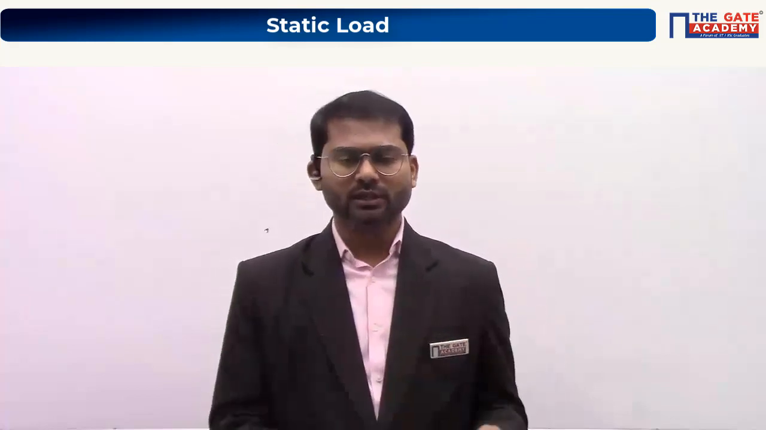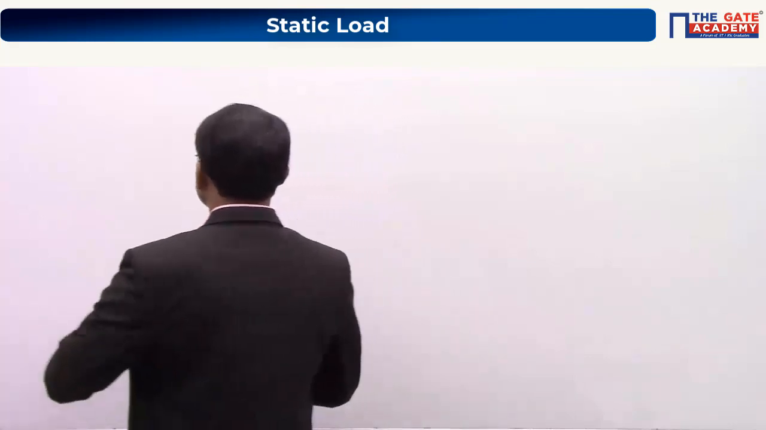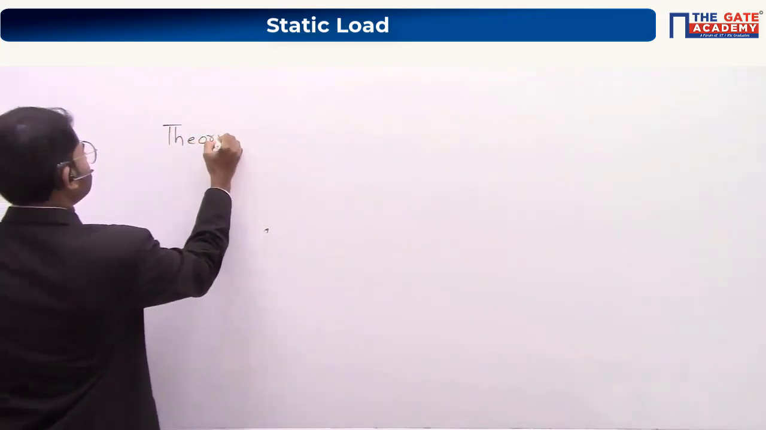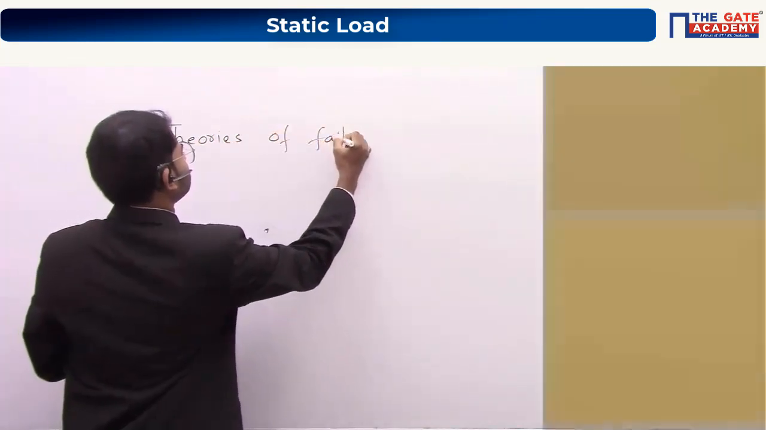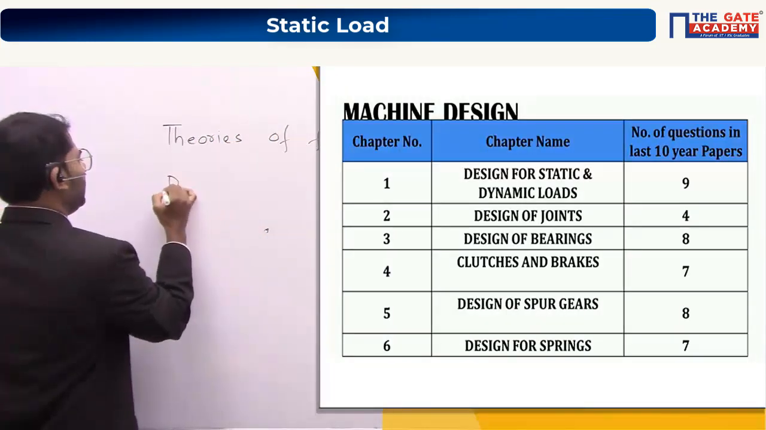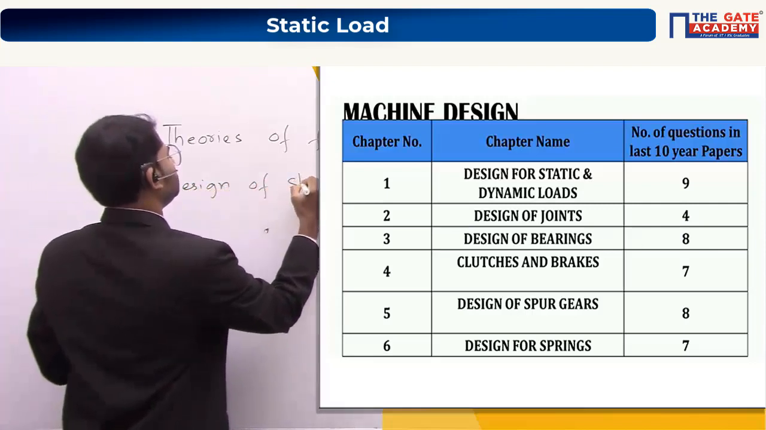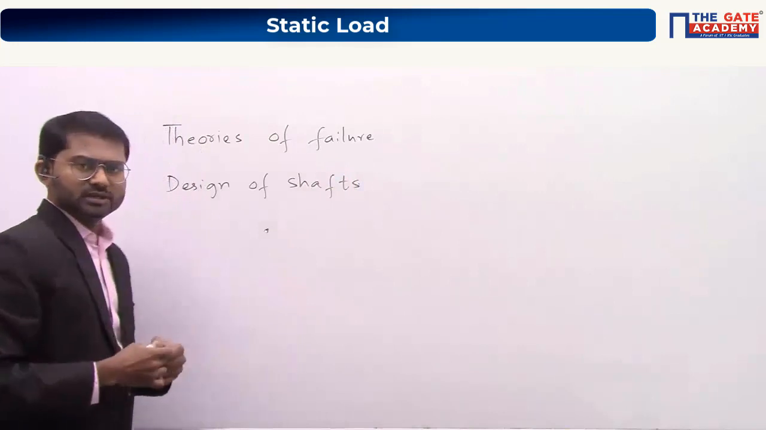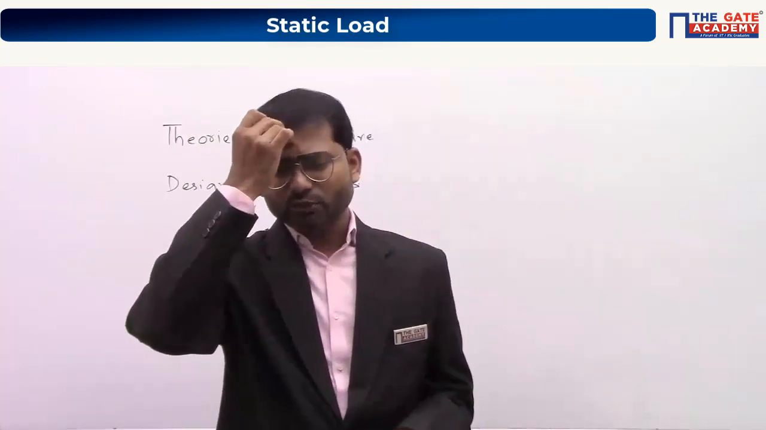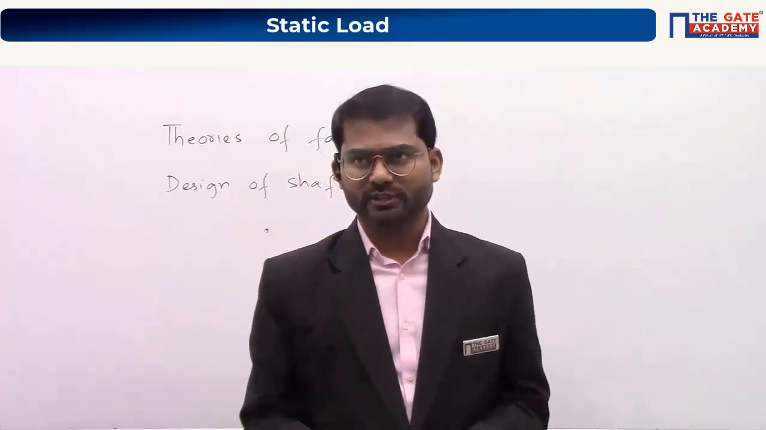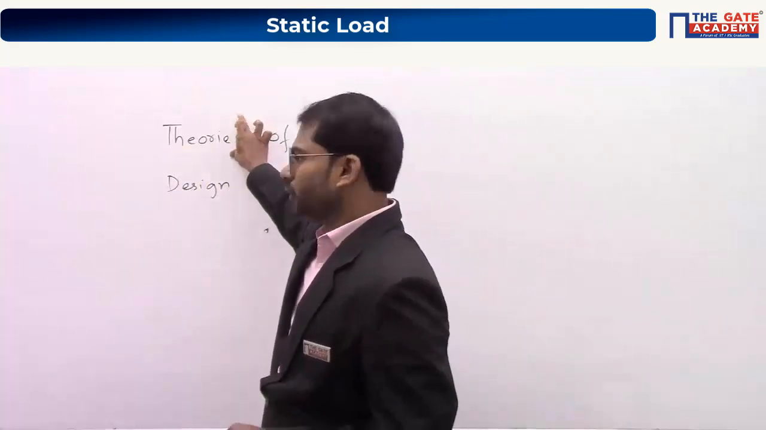So if you do the comparison of the syllabus which is shown on this particular table along with the syllabus which is going to be there in your GATE notification, you're going to see two things extra in the part. The first one is theories of failure, the second one will be design of shafts. So I'm writing down here: theories of failure and design of shafts. Okay, look here. These two things are already covered in SOM subject. Theories of failure is already covered in SOM subject.